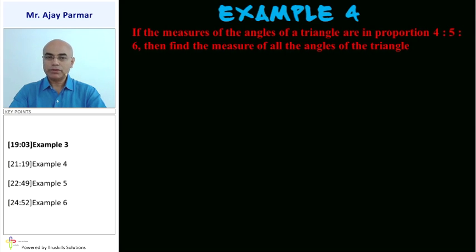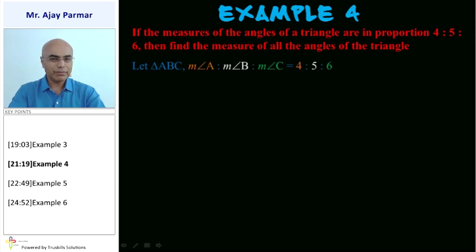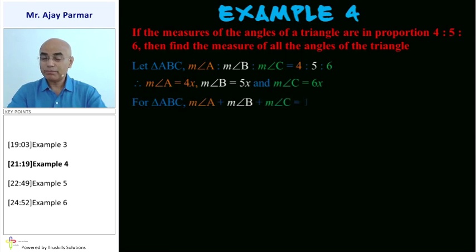In example number 4, the measures of the angles of the triangle are in the proportion of 4:5:6. We are expected to find out the measure of all the angles of the triangle. Let triangle ABC, where measure angle A is to measure angle B is to measure angle C, as given over there, as 4:5:6. Taking x as the common multiplier, we can write down that measure angle A will be 4x, measure angle B 5x, and measure angle C would be 6x. And we know that measure angle A plus measure angle B plus measure angle C is 180.